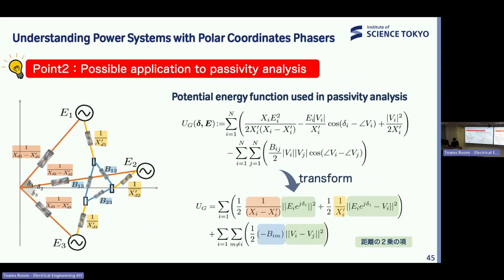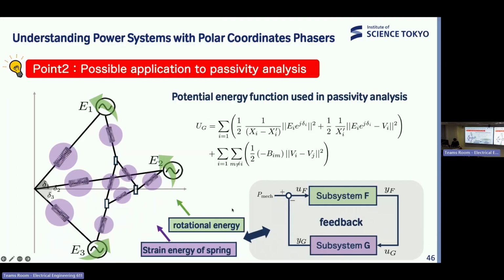So the advantage of this visualization method is its compatibility with the energy function used in the passivity analysis discussed in the previous terms. By transforming the energy function like this, each term can be interpreted as the sum of spring elastic potential energies. In essence, the energy function of the passive subsystem G corresponds to the elastic energy stored in the springs in these models.